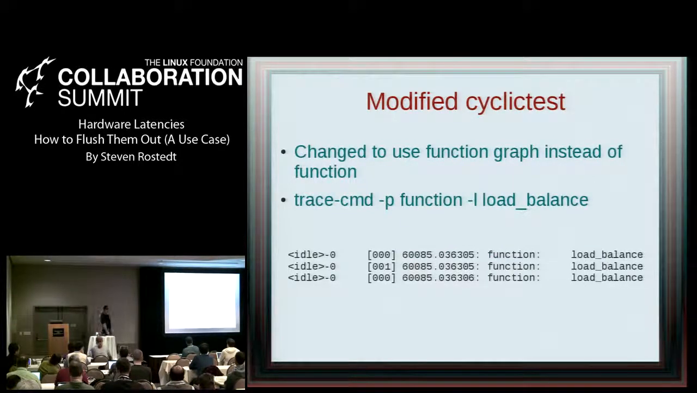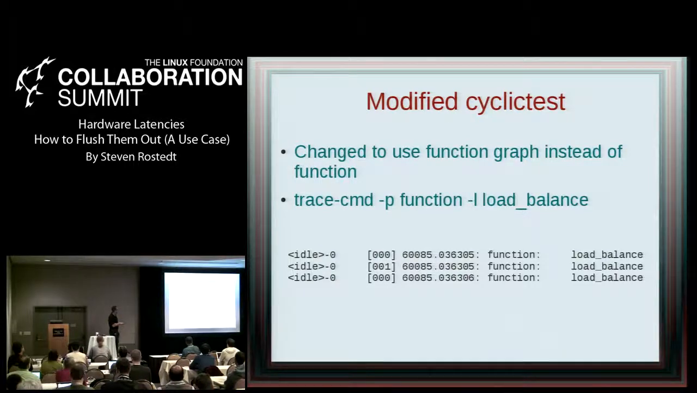So finally, I said, okay, I want to look at function graph tracing. Right now, cyclictest only does function tracing, so I want cyclictest to not start function tracing, but to start function graph tracing. So I actually modified the code. It's a one-liner, and I'm going to do that here later. Then I ran trace-cmd and just watched.